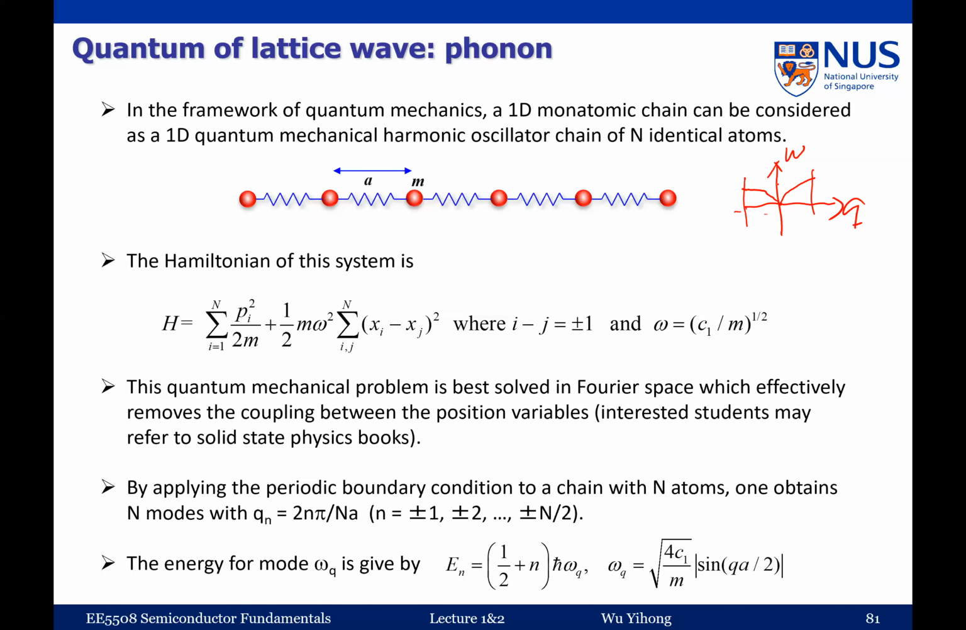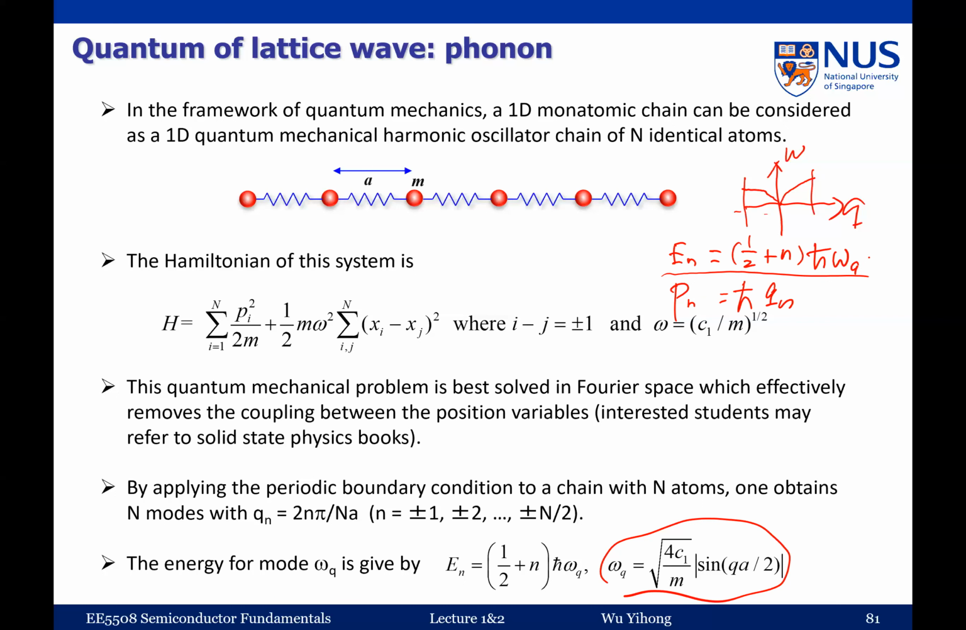For the same problem in quantum mechanics, what do you find? You find that the energy is quantized, given by (1/2 + n)ħω_q, where you can calculate omega_q from this dispersion curve. Similarly, you have momentum. Because now what you have is not a wave, it's a phonon, a quasi-particle. This quasi-particle has an energy, and it has a momentum as well. So the momentum is ħq_n. That's the momentum of the phonon.